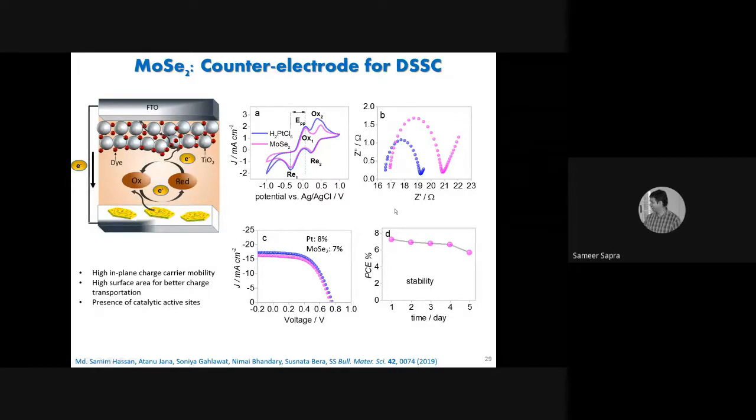Okay. The only thing is that MoSe2 is slightly more resistive compared to platinum, and that is shown in the efficiency of the solar cell that we finally fabricate, of the device. Platinum is about 8% and molybdenum selenide is about 7%. I think the best device is 7.2%.